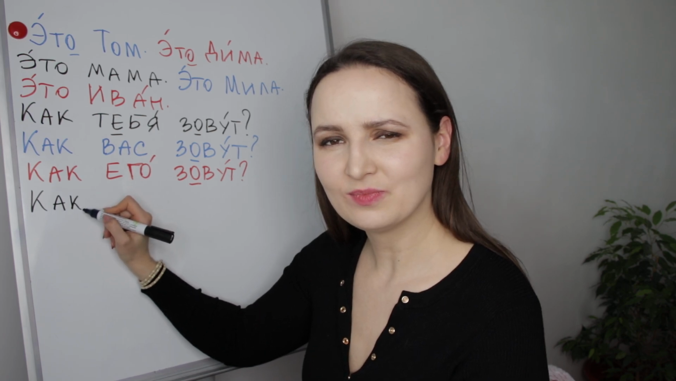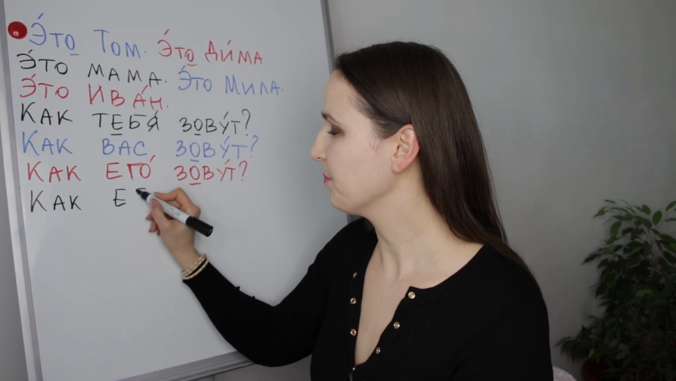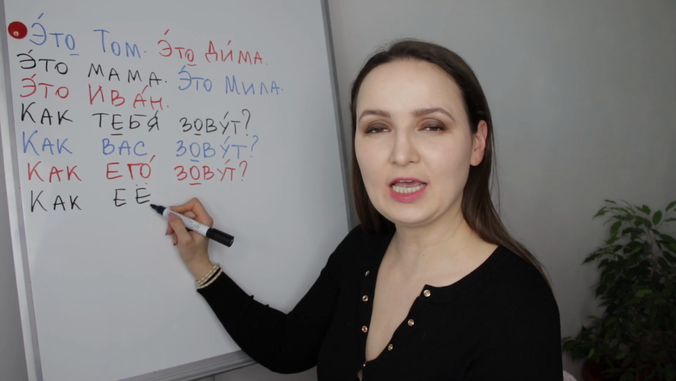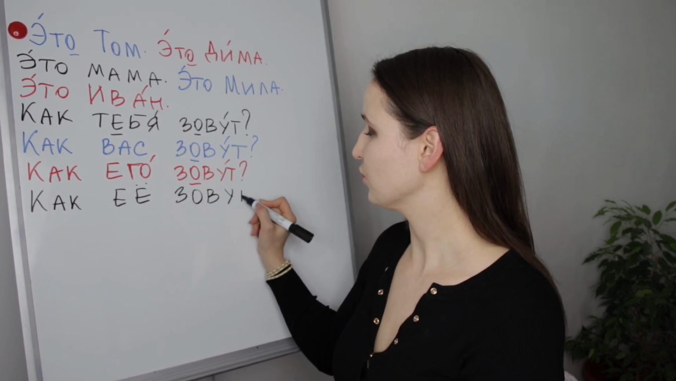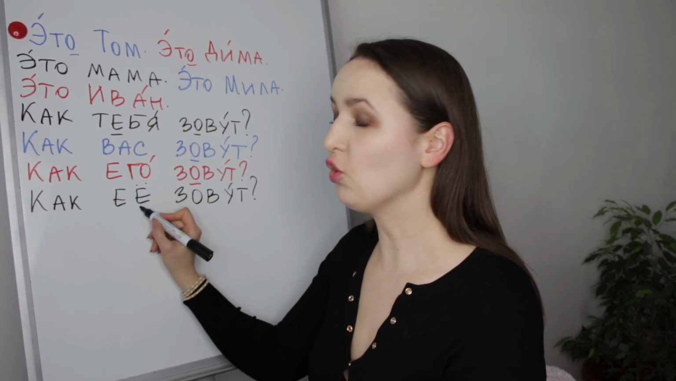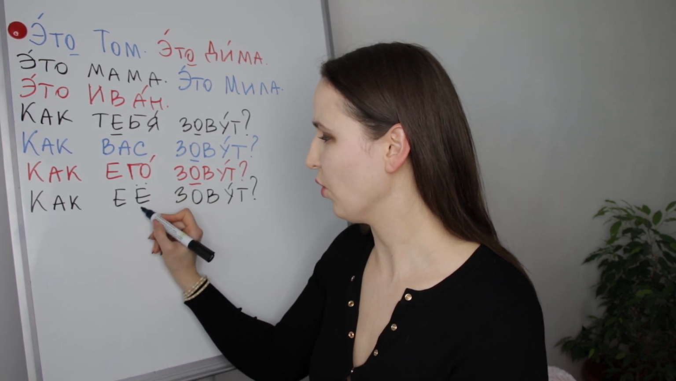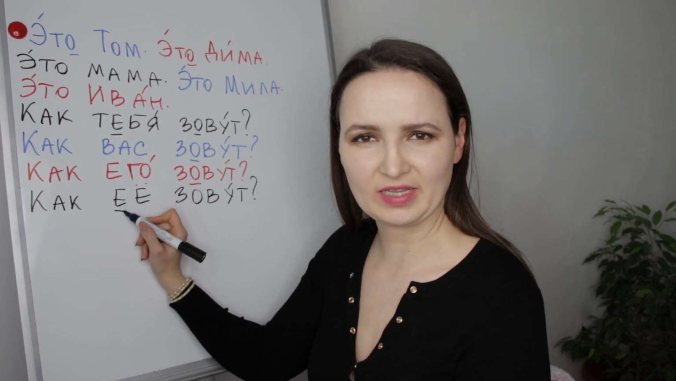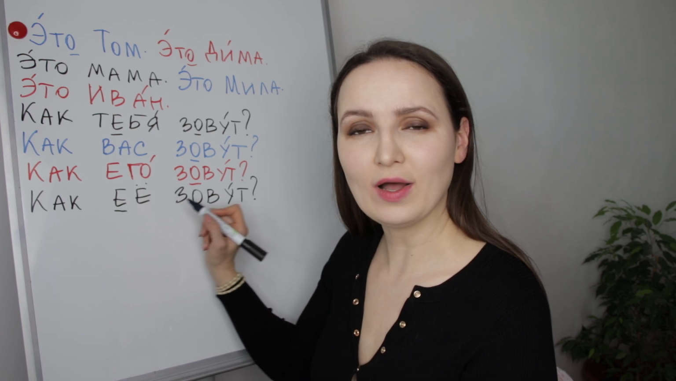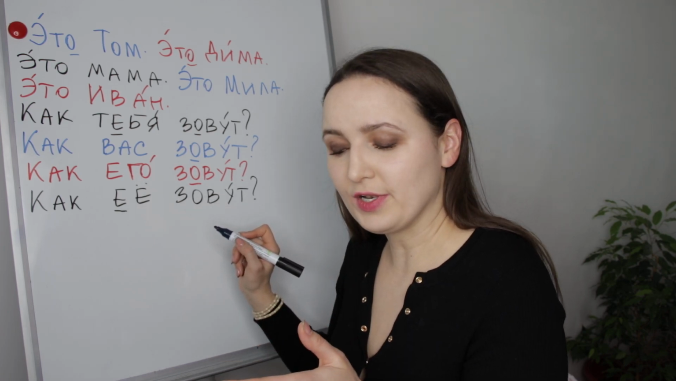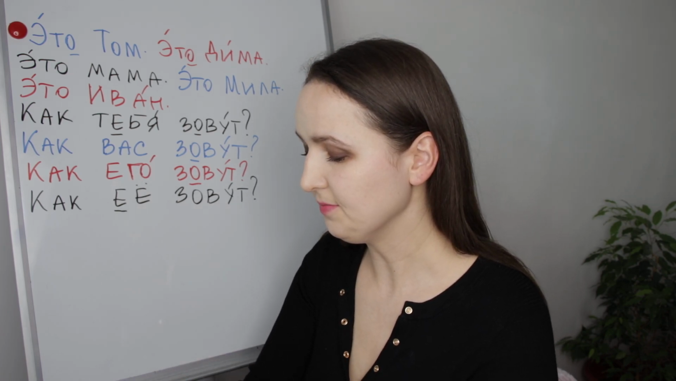Как ее зовут? Вот. Here, yo is always stressed in a word. So this ye will be pronounced as e because it's not stressed. Как ее зовут? What is her name? Молодцы. Дальше.